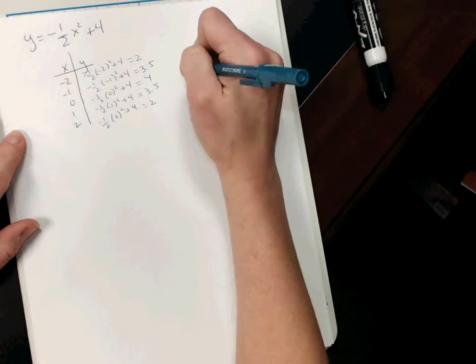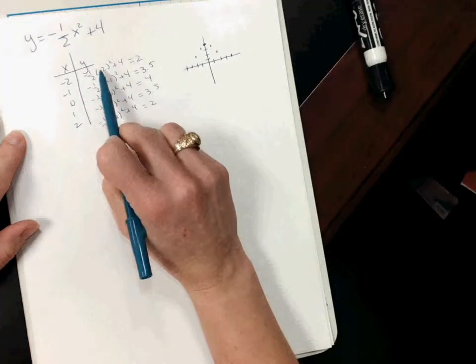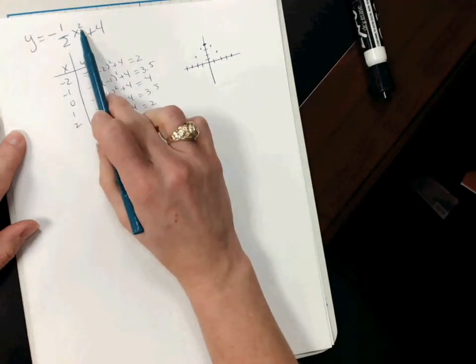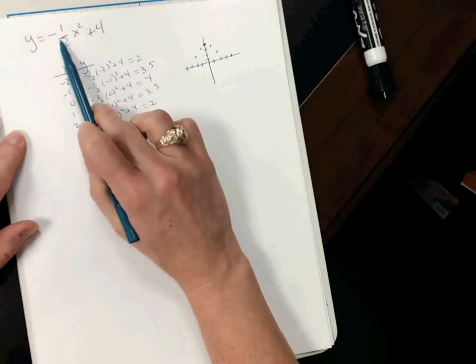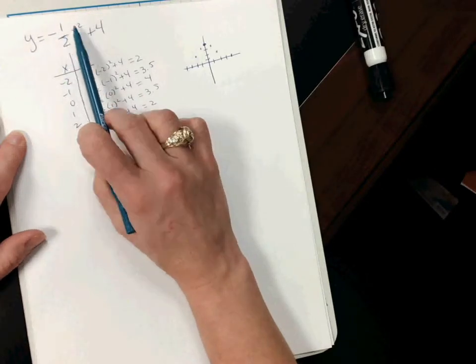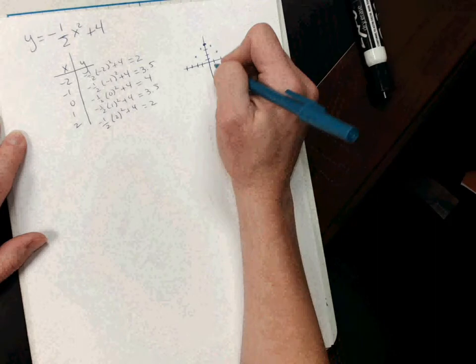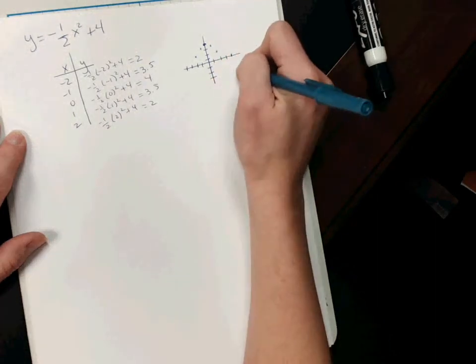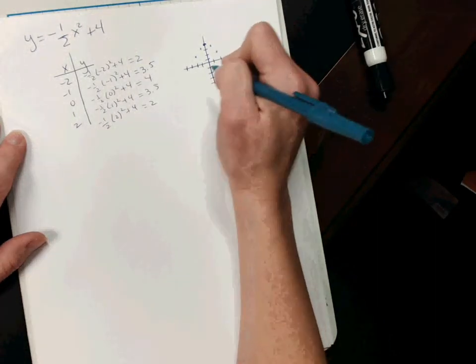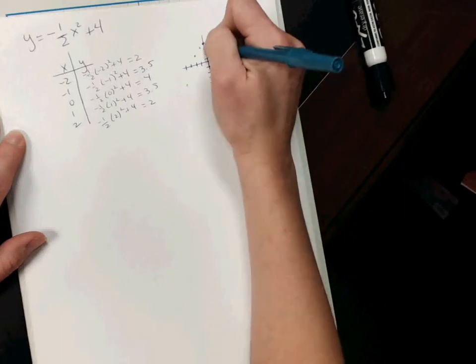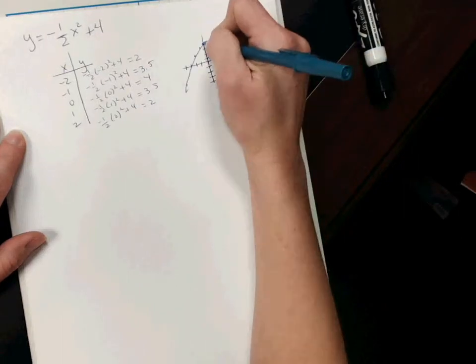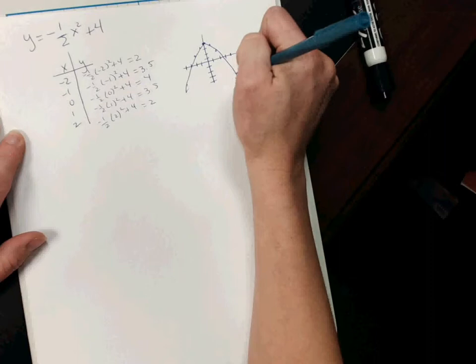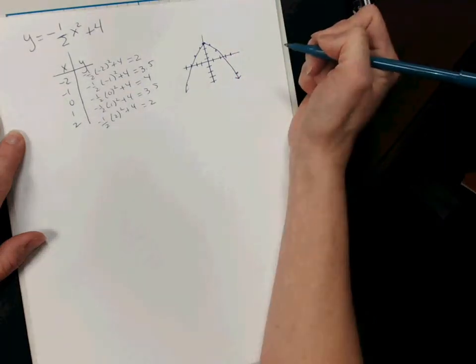If I plug in, let's say, a 4, kind of come out here a little bit. If I plug in a 4, I would have 4 squared is 16, times -1/2 is going to give me -8, plus 4 will give me -4. So it's going to be, oops, -4 down here. Okay, so these are wider than the ones we did a little bit ago.